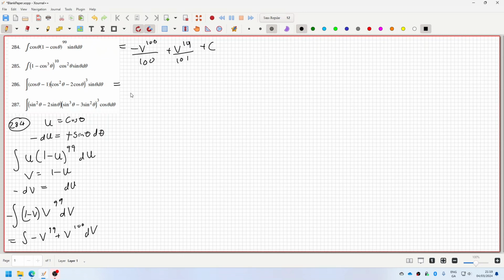And then that minus v becomes minus 1 minus u, which is cos theta, power 100 over 100, plus v, which is 1 minus cos theta, power 101 over 101 plus c. All right, 285 now.